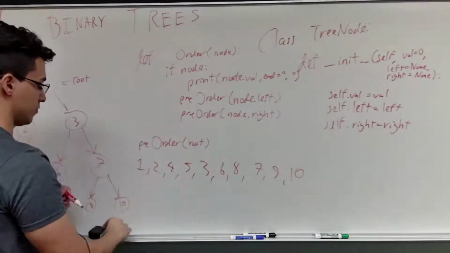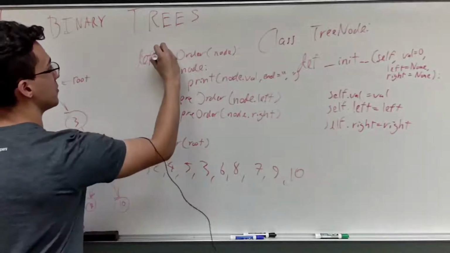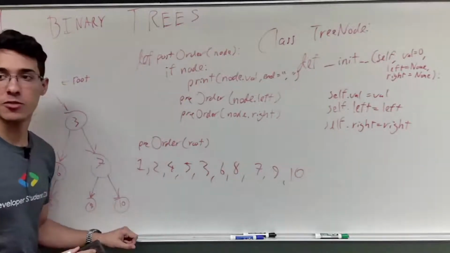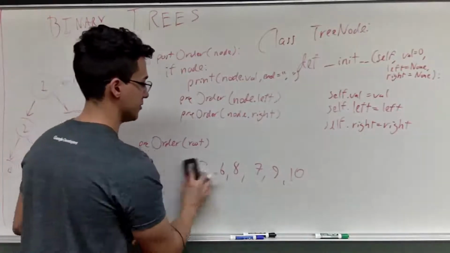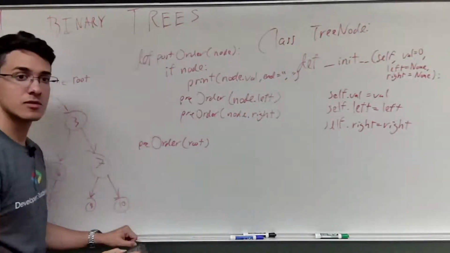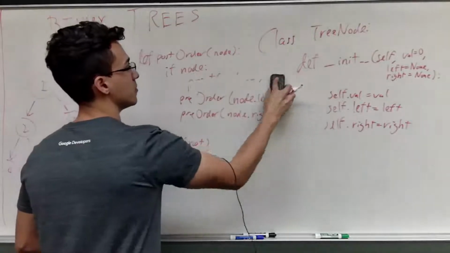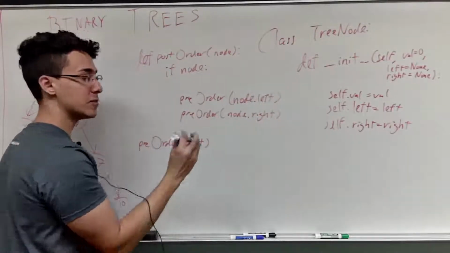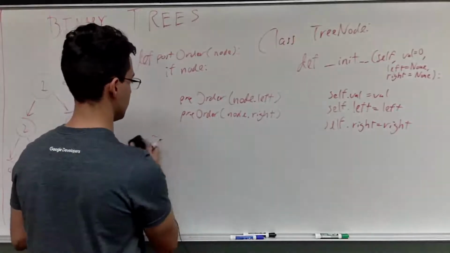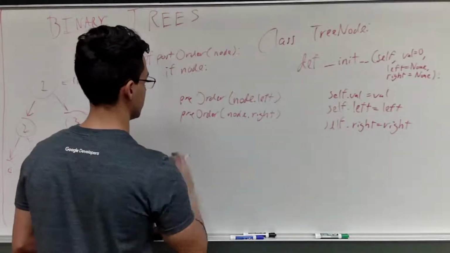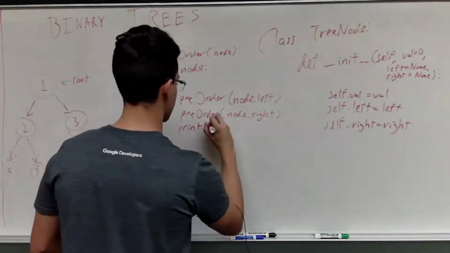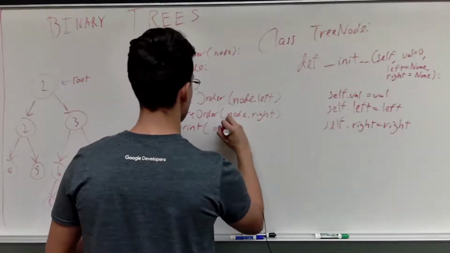Okay, so now that was pre-order. So let's do post-order. Okay, so how is post-order different? Does anybody know? The node is at the end. Yeah, right. Well, the root. Yeah. You get the root at the end, right? Let me erase this. Print node.